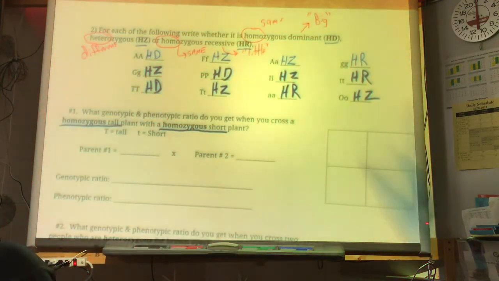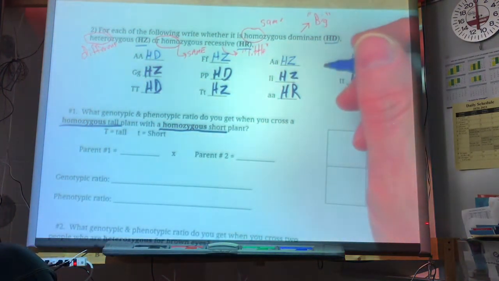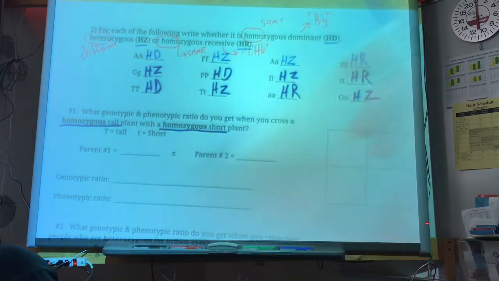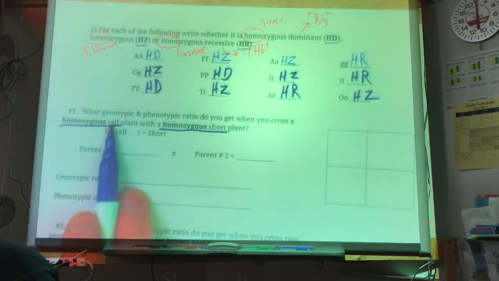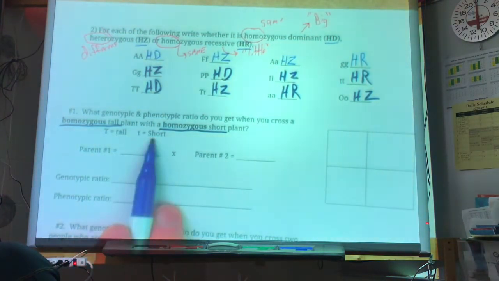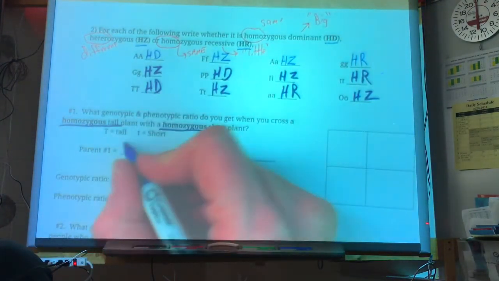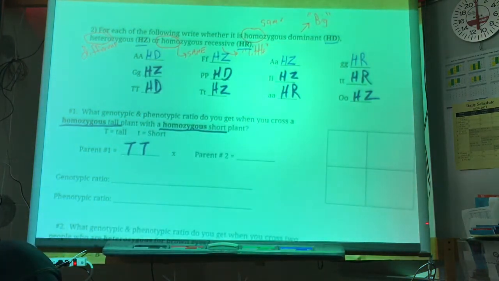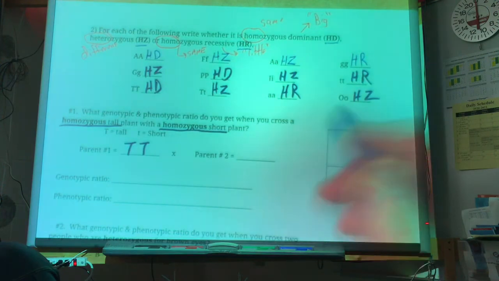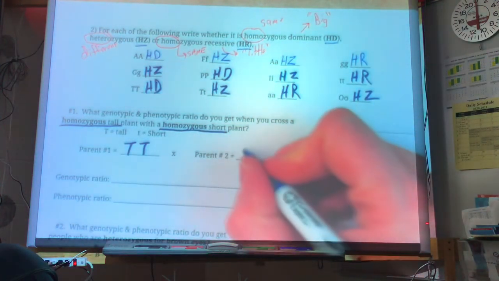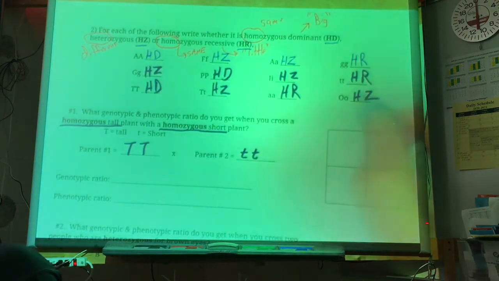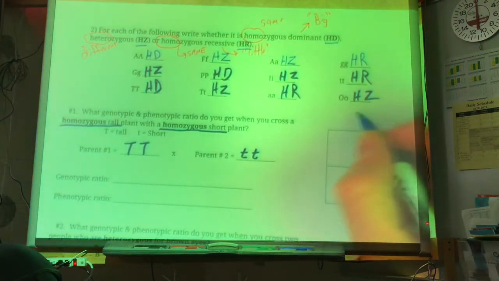So homozygous tall: the prefix homo means same or different? Same. And if it's tall, is it going to have the dominant allele or the recessive allele? So it's going to be a big T, then what's the second letter? Big T, right? It's got to be homozygous tall. And if it's homozygous short, it's going to be little t, little t. I usually do a weird cursive t, I don't know why.